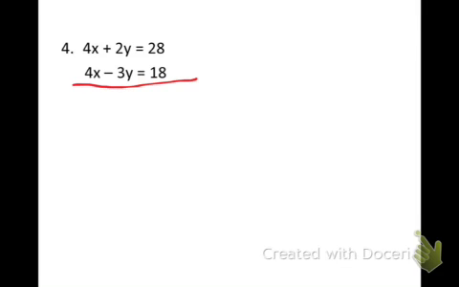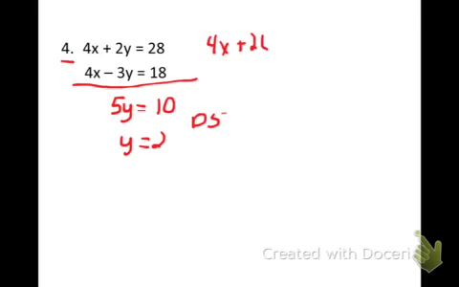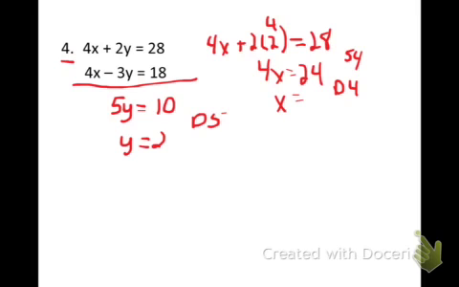This one I would need to subtract to get my x's to disappear. 4x minus 4x is 0. Be careful here. 2y minus negative 3y would become 5y. 28 minus 18 would be 10. Divide by 5, we get y equal 2. I'll put it back in the first one. 4x plus 2 times 2 equal 28. So this is 4, so I would need to subtract 4 from each side and get 4x equal 24. Divide by 4, x equal 6. So the ordered pair 6, 2 would be my solution.